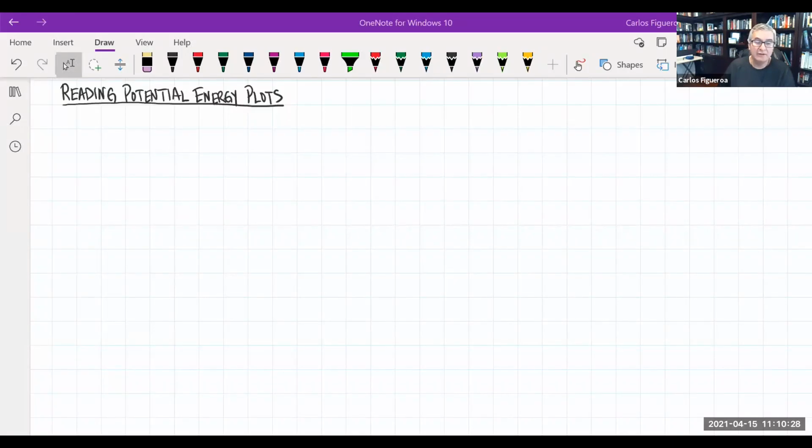We want to talk about reading potential energy curves. So one of the things that I've tried to say up to this point is that Newton's laws is not the way to really go about this. And the reason why Newton's laws is not the way to go about this is that it really is the hard way to actually view physics.